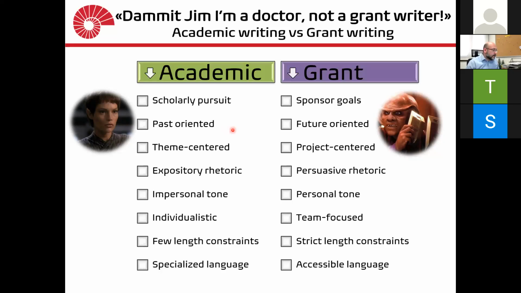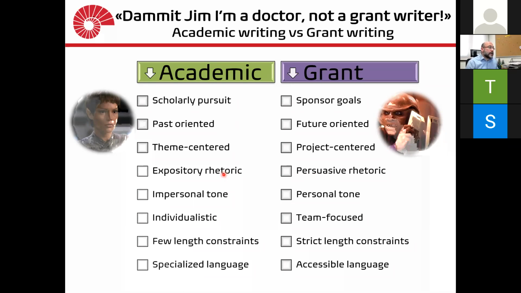Your academic writing is theme-centered. It has a theory. It has its thesis, whereas a grant proposal is project-centered. It has objectives. It has a list of activities attached to those objectives. It has milestones, deliverables. The jargon is a bit different.